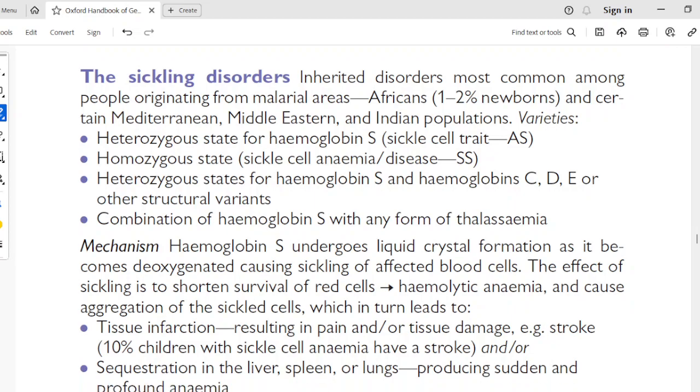Sickling disorders. Inherited disorders most common among people originating from malarial areas: Africans, 1 to 2% of newborns, and certain Mediterranean, Middle Eastern and Indian populations. Varieties are the heterozygous state for hemoglobin S, sickle cell trait; the homozygous state, sickle cell anemia, sickle cell disease, SS; the heterozygous state for hemoglobin S and hemoglobin C, D, E or other structural variants; and a combination of hemoglobin S with any other form of thalassemia.